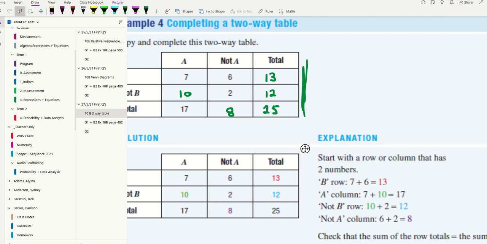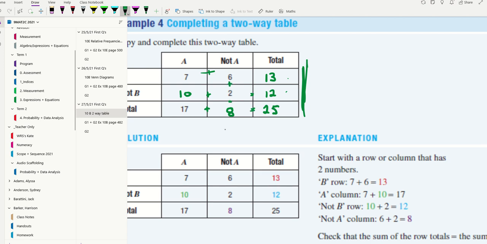7 plus 10 is 17. 6 plus 2 is 8. 13 plus 12 is 25, going across the other way. 7 plus 6 is 13. 10 plus 2 equals 12. And 17 plus 8 equals 25.